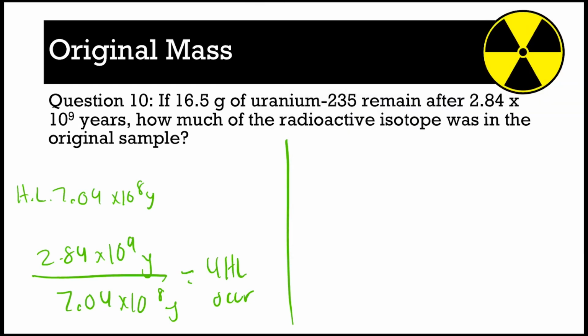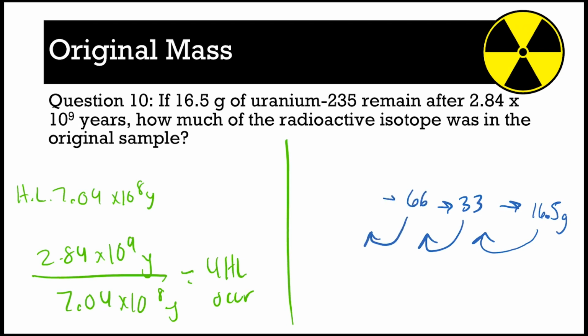And it says, we're ending with 16.5 grams. Oh, I don't think I read this question. I don't remember. It's okay. Okay. So we're ending with 16.5 grams, and we have to go back 4 half-lives. So, before it was 16.5, double that is 33. Before it was 33, it was 66.